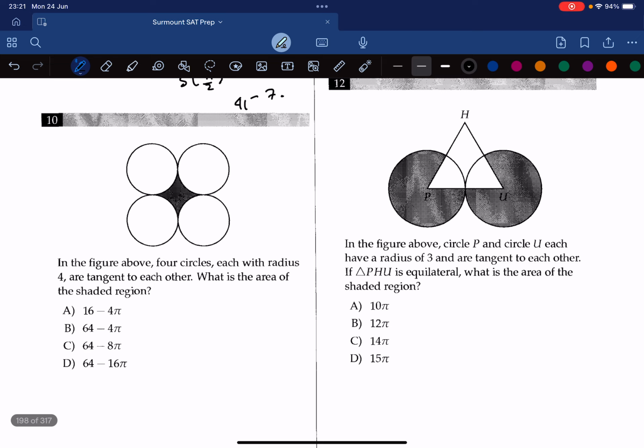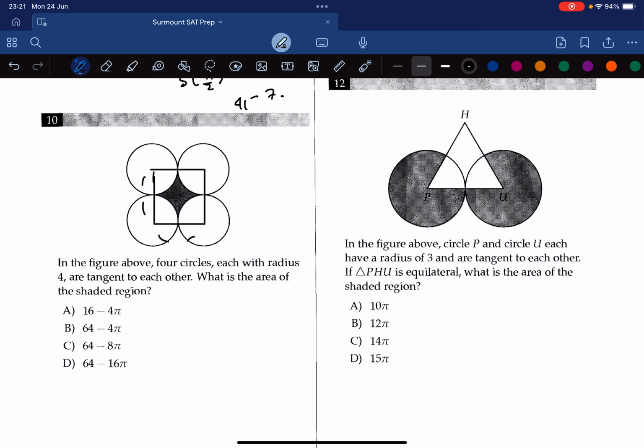Question 10, in the figure above, 4 circles, each with radius 4, are tangent to each other. What is the area of this shaded region? So all we can do here is to imagine that there's a square here, right? There's a square that connects the center of each of these circles. And to get the shaded region, all we need to do is subtract the 4 quarters of the circles from the square. So a square always has the same length for each side, right?